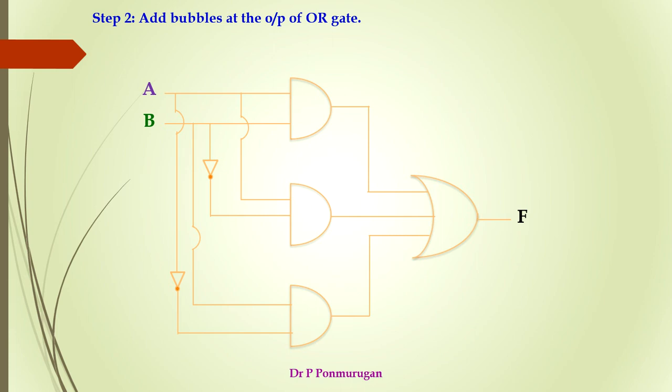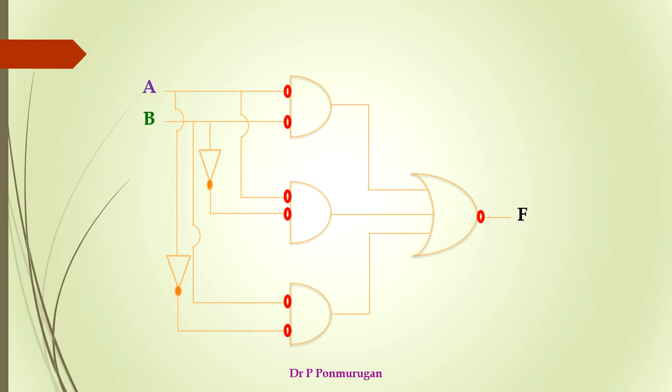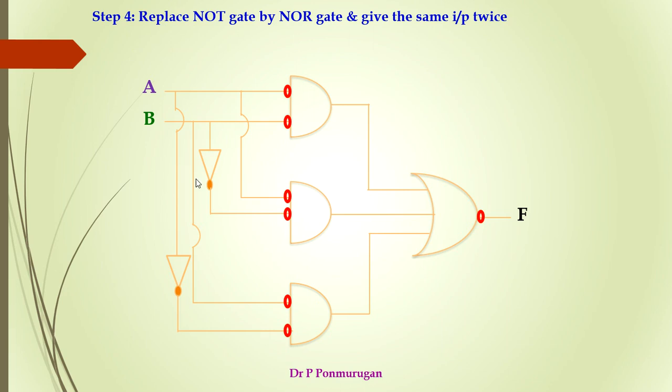Now step 2, add bubbles at the output of OR gate. Here we have only one OR gate, and to that output we have to add a bubble. And step 3 is add bubbles at the input of AND gate. Here we have 3 AND gates, and for each of the 3 AND gates we have 2 inputs. For this we need to add bubbles at all the inputs of the AND gate. So this is how we add bubbles at the input of AND gate. And the next step is replace NOT gate by NOR gate and give the same input twice. Here we have 2 NOT gates and they have to be replaced with the NOR gate, and we have to give the same input twice, and this is how it will be.